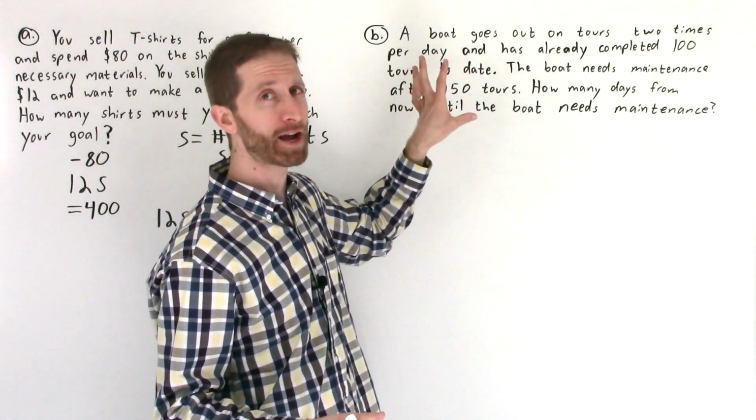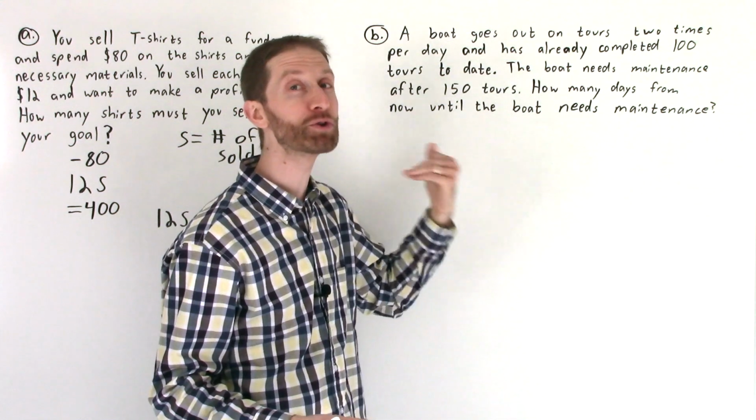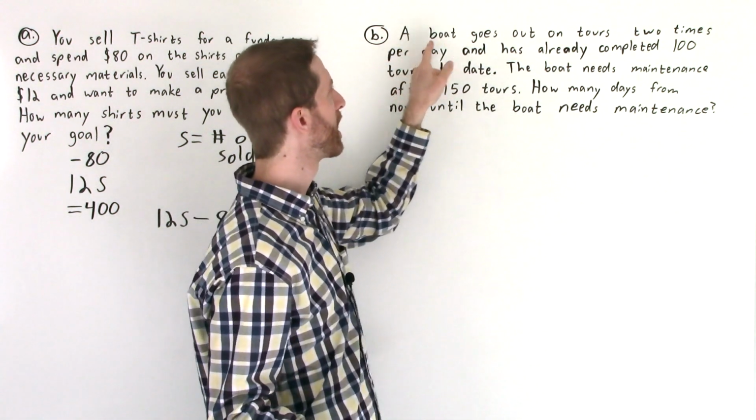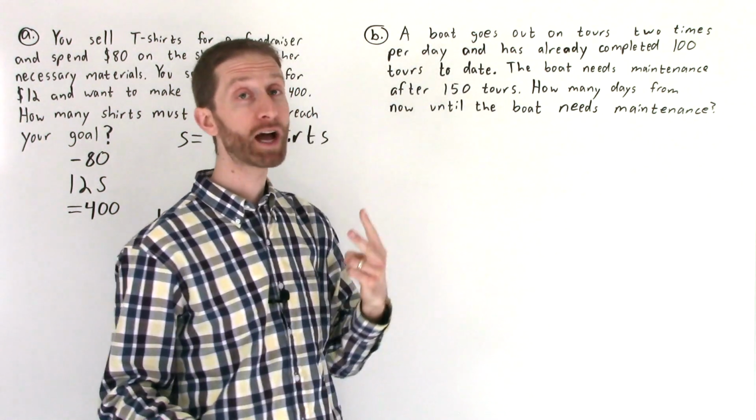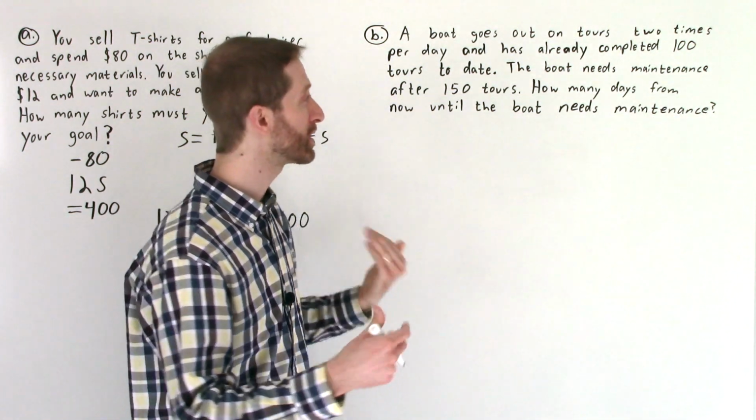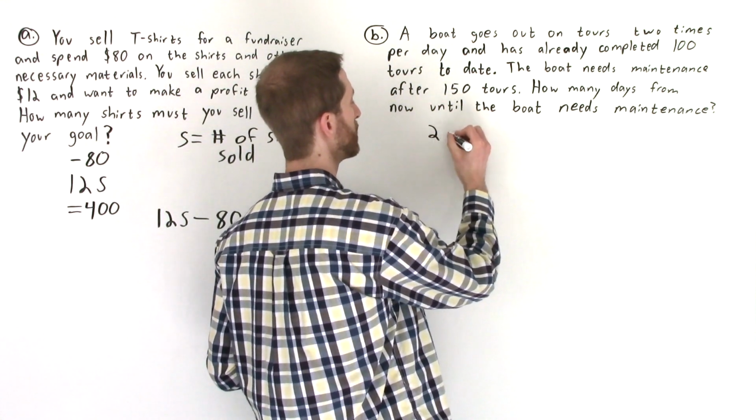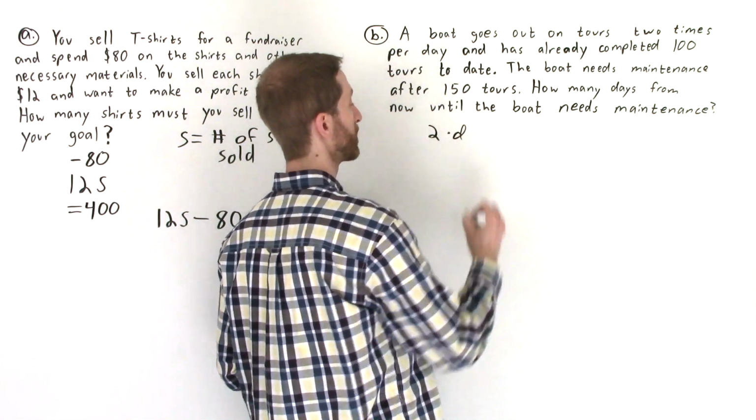I know it's a little different than how you're taught, but the reason being, I want you to practice the hard part, the translations. A boat goes out on tours 2 times per day. So right away, 2 times per day gives me the idea that it's 2 per day, or 2 times D.